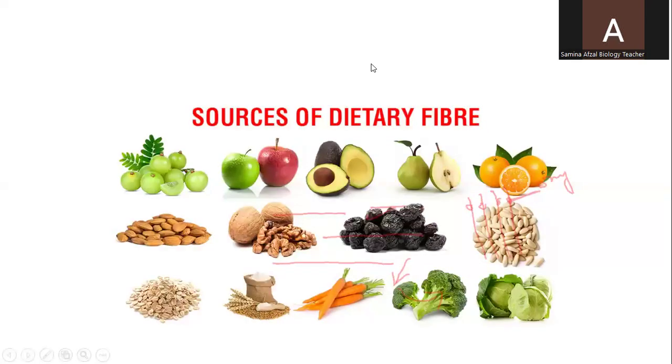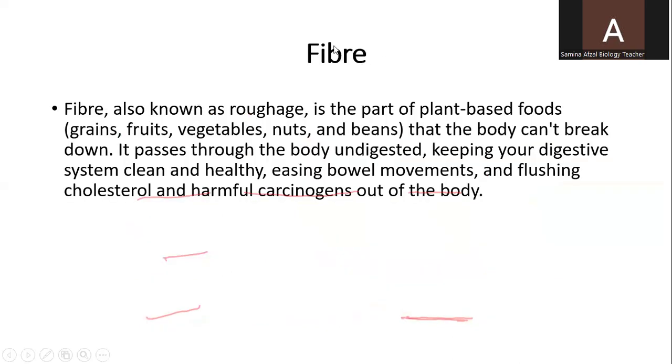Next, sources of dietary fibers. Fiber or roughage is very important for us. It should be present in our diet, and different fruits and plants all contain fiber. Nuts also, and different vegetables such as broccoli, cabbage, and radish all contain a proper amount of dietary fiber, because dietary fiber is actually the cellulose which is present only in plants. It is available only from plants.